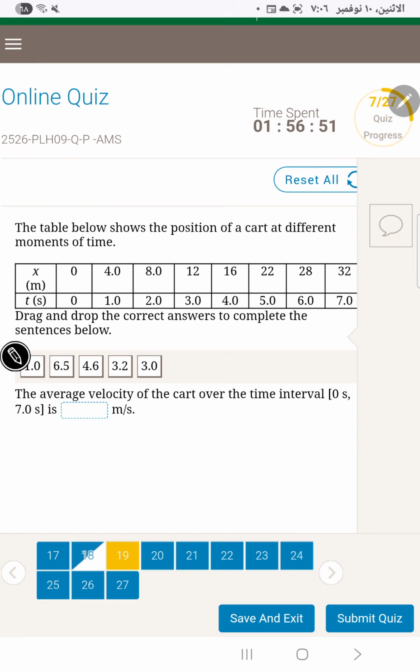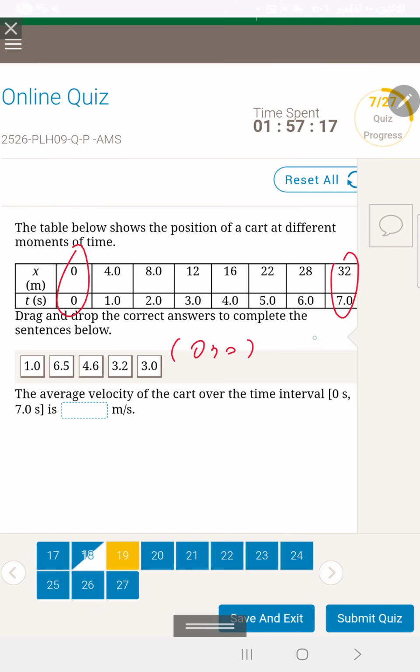The table below shows the position of the cart at different moments. Drag and drop the correct answers to complete the sentences below. The average velocity of the car over the time interval from 0 to 7 is what? So average velocity from 0 to 7, you also use the slope formula. You have 2 points, 0, 0 and 7, 32.